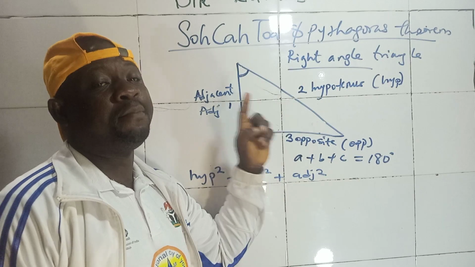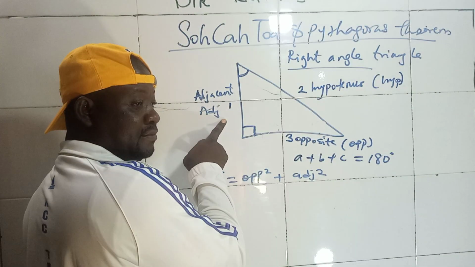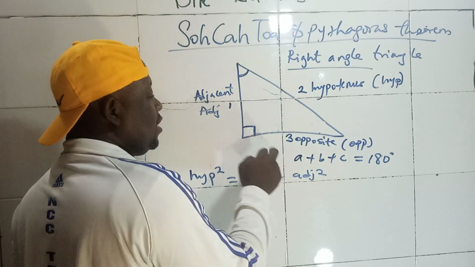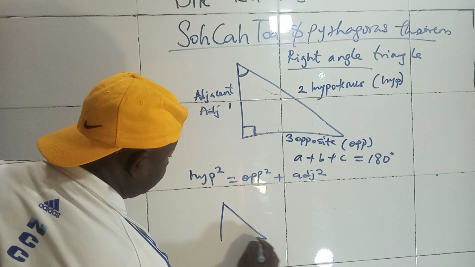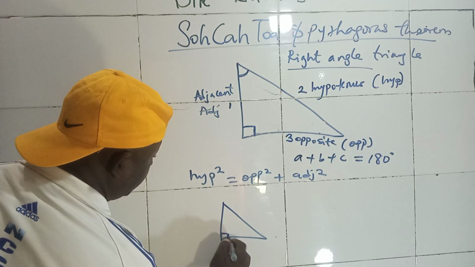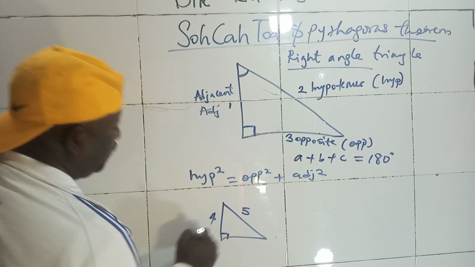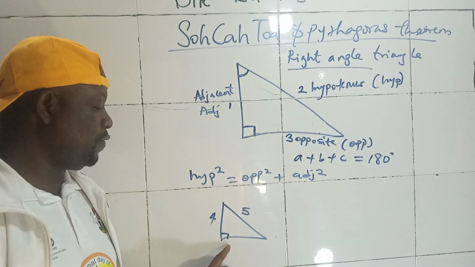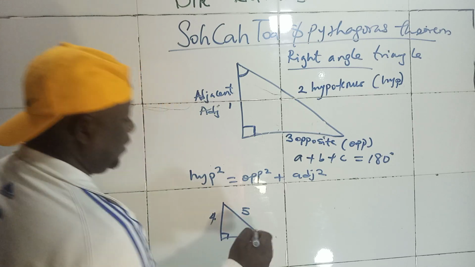For you to apply Pythagoras theorem, you must know two sides. You must be given two sides, then you can determine the third side. For instance, maybe I give you a question like this. Maybe I put this one to be 5, and I put this one to be 4.